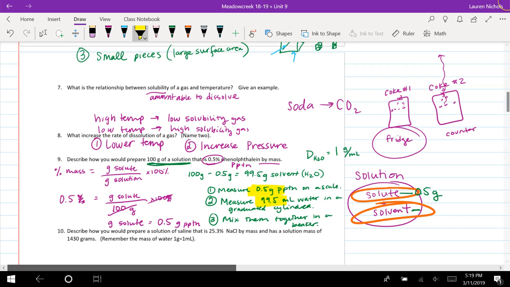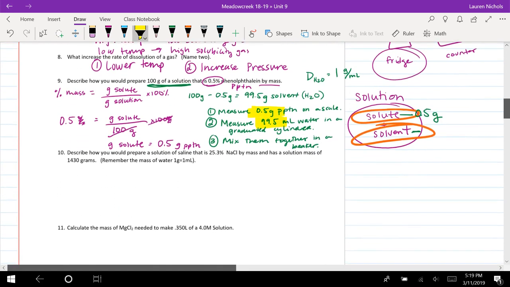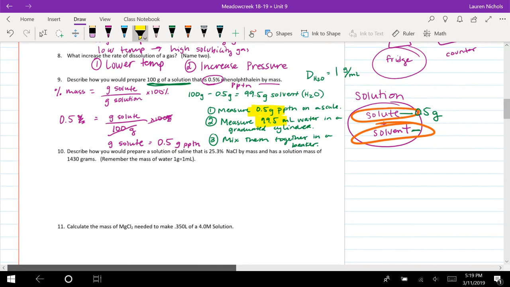Okay. And so let's look at number 10, which is similar. It says describe how you would prepare a solution of saline that is 25.3% NaCl by mass and has a solution mass of 1,430 grams. Okay, and this should say remember that the density of water means that 1 gram equals 1 milliliter. So again, we've got our percentage, we have our total solution mass.